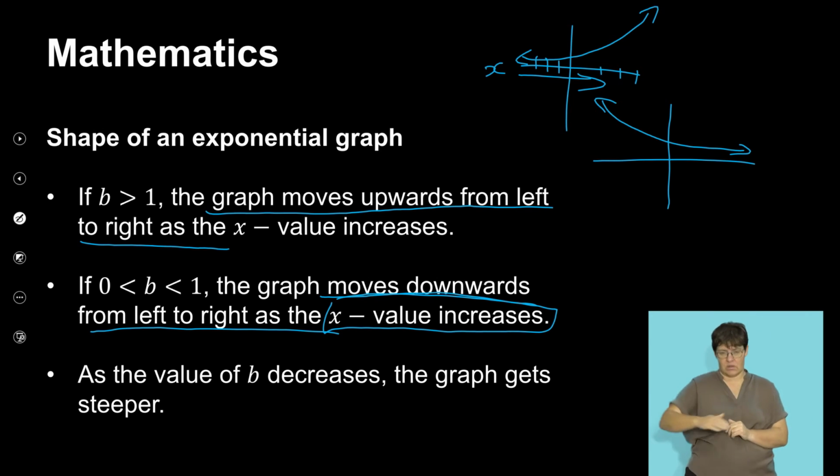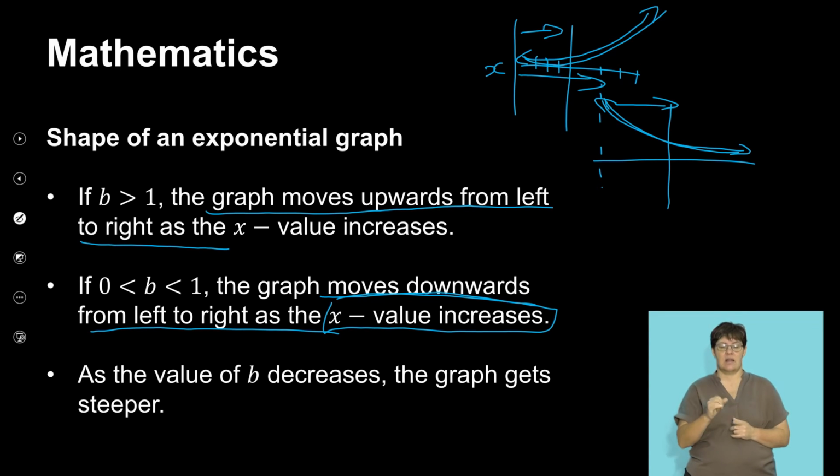And although it has arrows on the end points, someone might say, how do I know that it is moving down or up? We are judging from left to right. If I move from here and go to the right, you can see the graph is going down. If I move from here to that side, you can see the graph is going up. So that's how we are gauging it, even though it still has arrows at the end point. And then lastly, as the value of b decreases, the graph gets steeper.